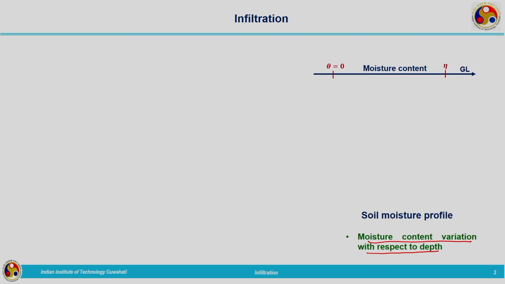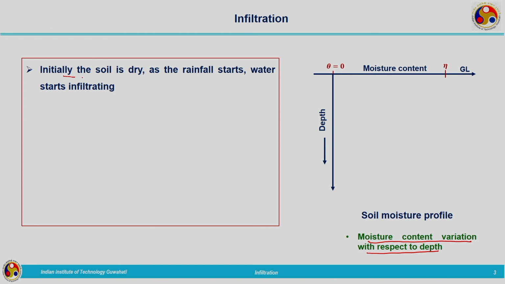That is, the maximum value of moisture content can be equal to porosity, and we are marking along the z direction the depth of the soil strata. So, this is representing the depth beneath the ground surface. Initially the soil will be in dry condition. As the rainfall starts, water starts infiltrating into the soil.